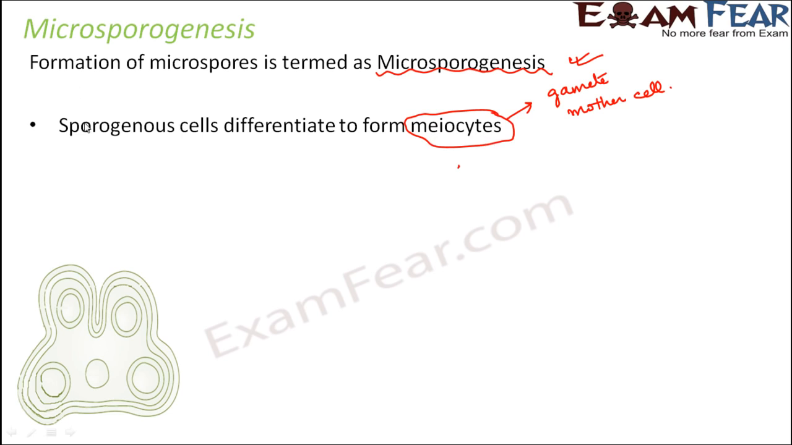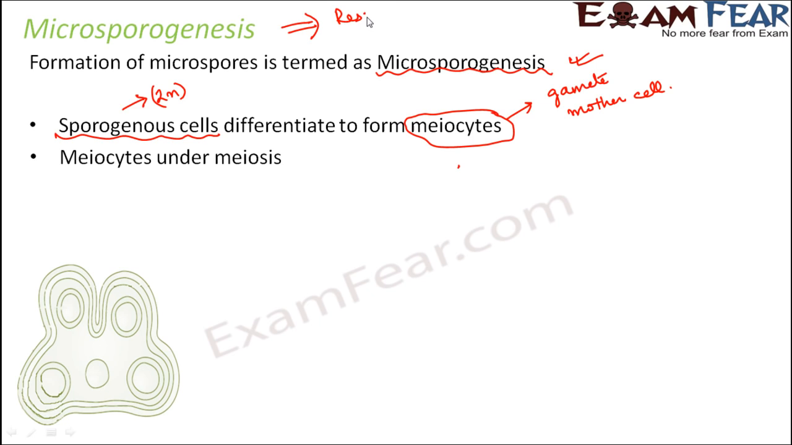Now let us try to understand the ploidy of the cells here. These myocytes then undergo meiosis. Now what are the sporogenous cells? These sporogenous cells which we are talking about, they are diploid cells. But what do we want? In the process of microsporogenesis, what result do we want? We want to form microspores, right?